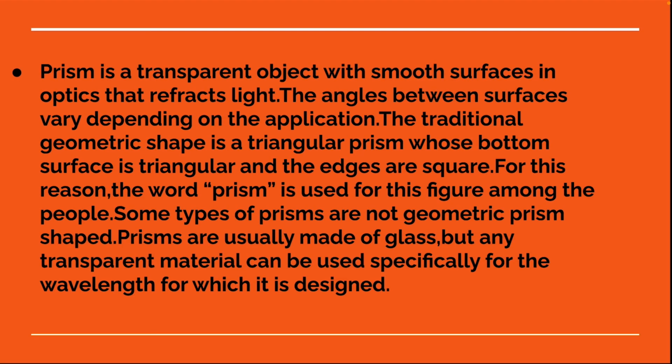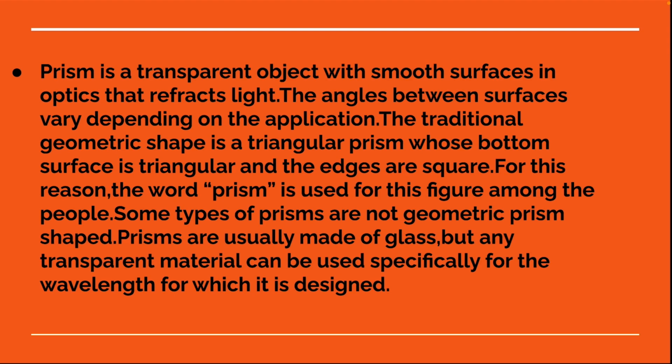Prism is a transparent object with smooth surfaces in optics that refracts light. The angles between surfaces vary depending on the application. The traditional geometric shape is a triangular prism whose bottom surface is triangular and the edges are square. For this reason, the word prism is used for this figure among the people.